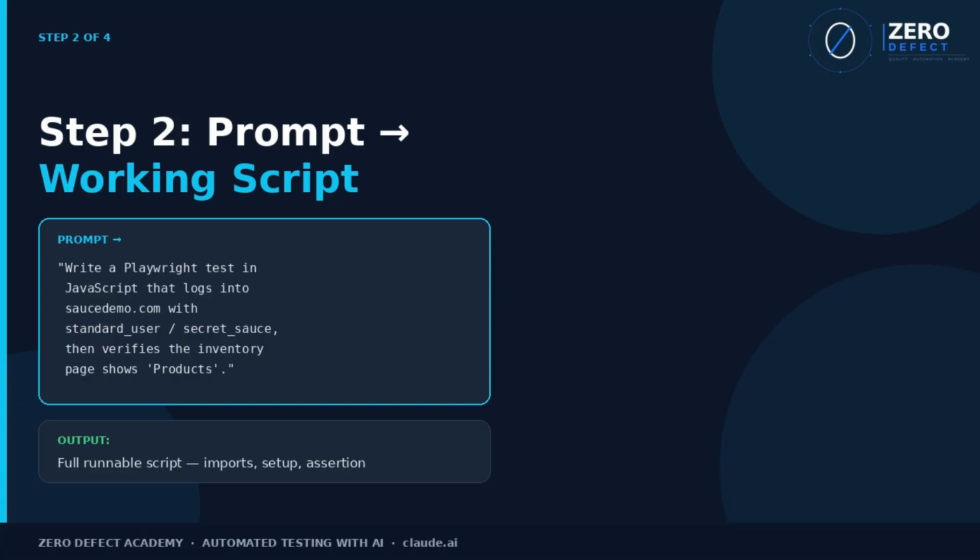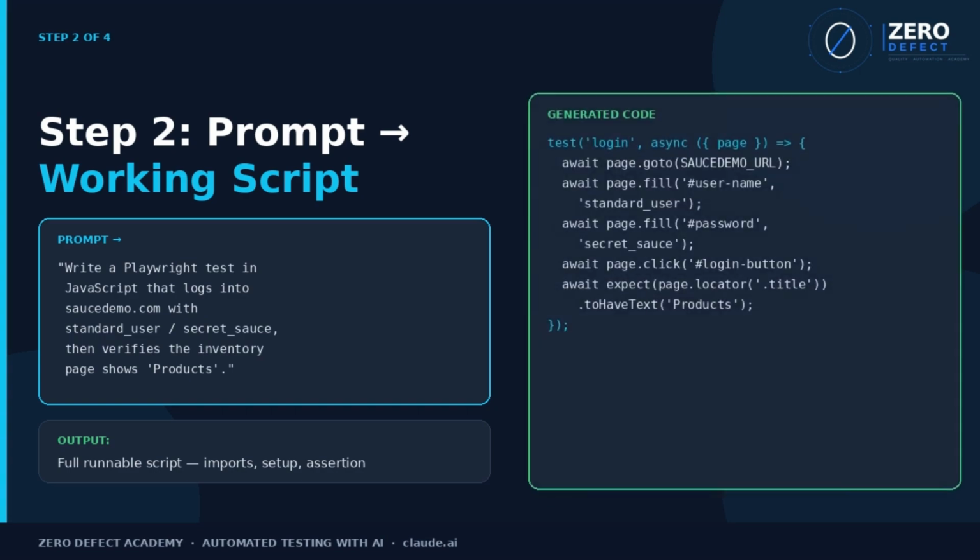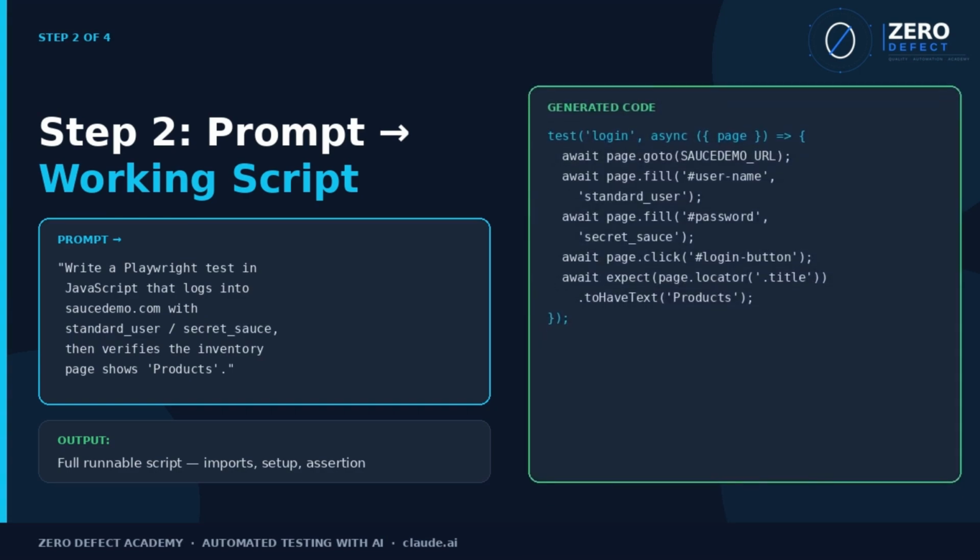Notice what I added compared to our original sentence. I specified the framework, Playwright. I specified the language, JavaScript. I gave the actual credentials to use. And I made the success condition concrete, specifically checking for the text Products on the page, not just a vague, it should work. That's the formula. Take your plain English test case and add framework, language, specific inputs, and a concrete checkable success condition. That's it. That's the whole prompt engineering skill for this use case. And what comes back is not pseudocode or a rough sketch.